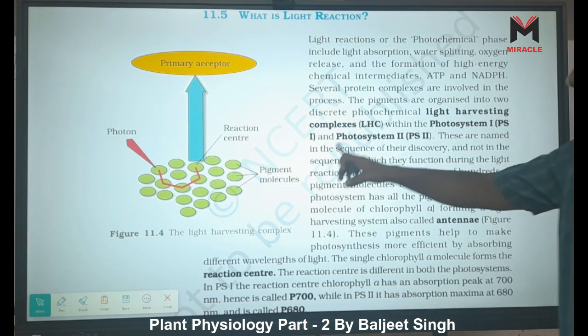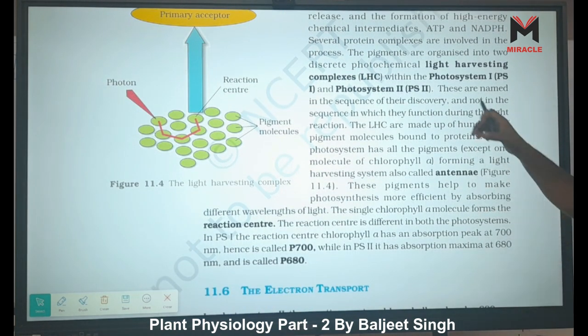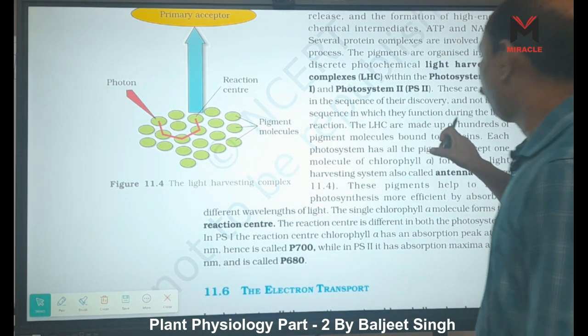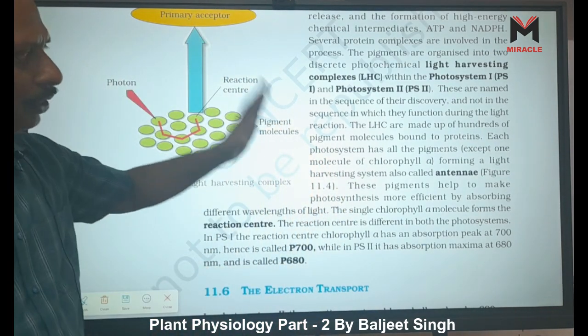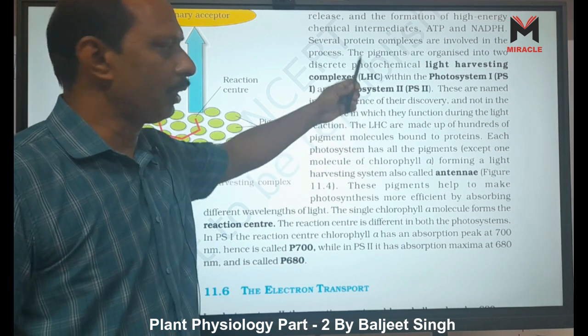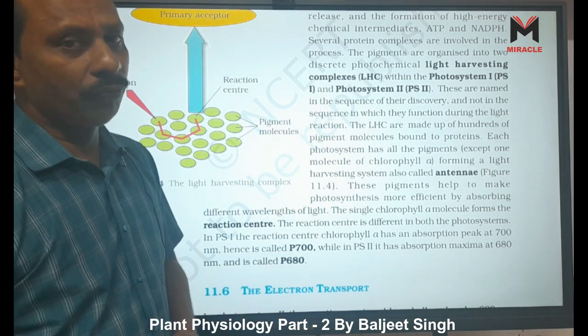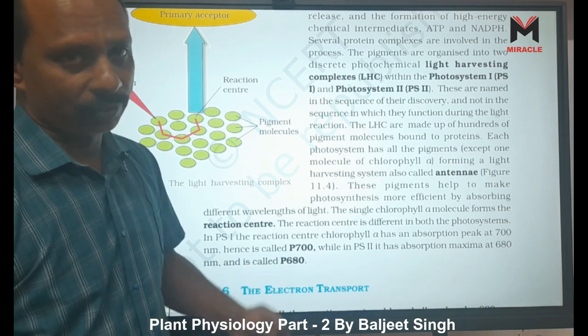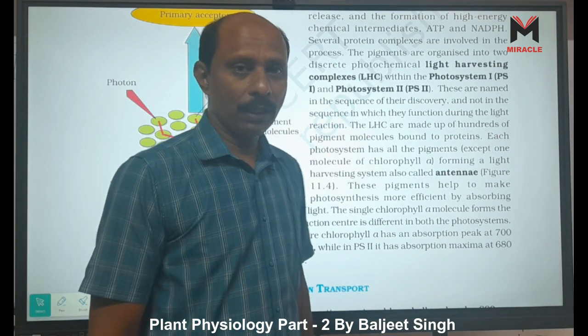These are named in the sequence of their discovery, right, and not in the sequence in which they function during the light reaction. Do you understand? These names, first or second, are given in the sequence of their discovery. That means which one was discovered first? Photosystem first was discovered first. It is not due to the sequence in which they function during the light reaction, right?